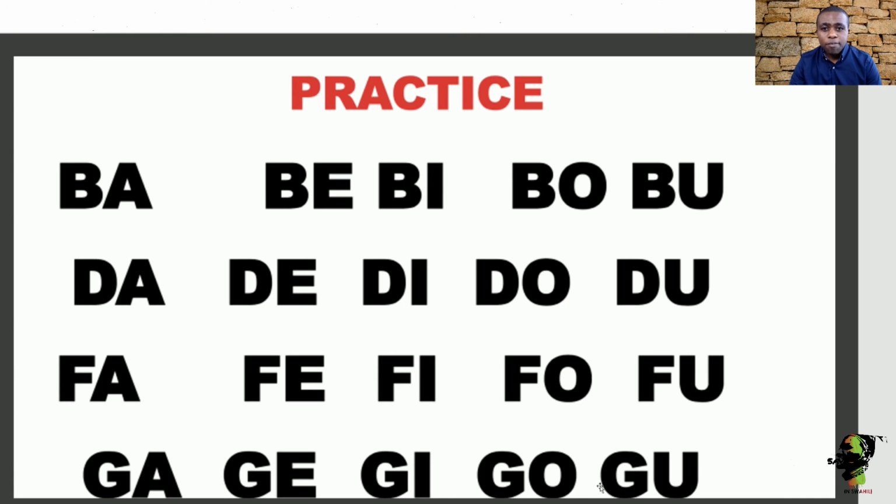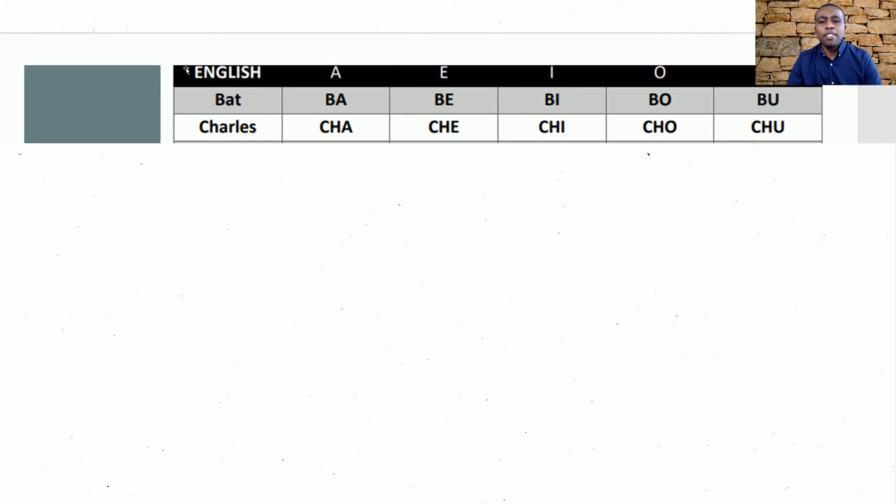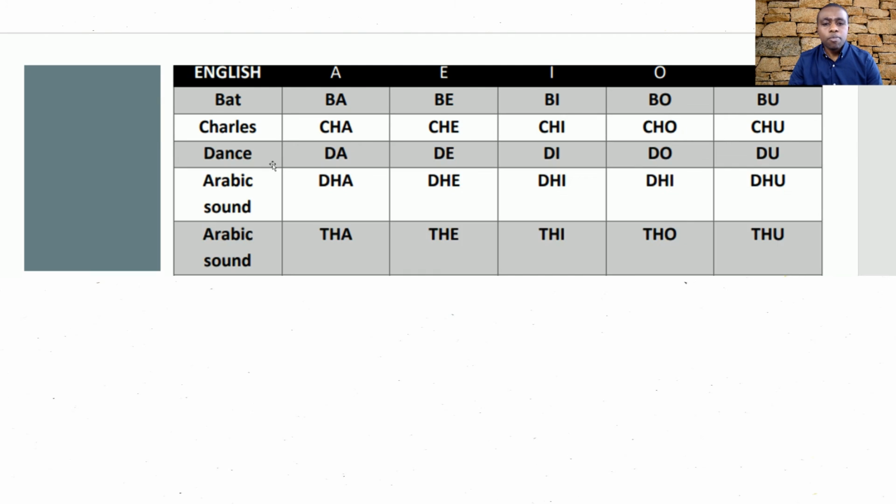Well done. So we're going to up the pace a little bit because this lesson is purely based on pronunciation. So let's look at some more sounds. We've already done the ba. We're going to try the ch, which is just like Charles. Cha, che, chi, cho, chu. Try again. Cha, che, chi, cho, chu.